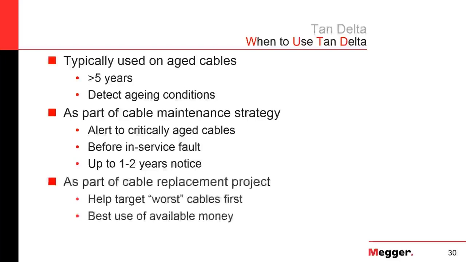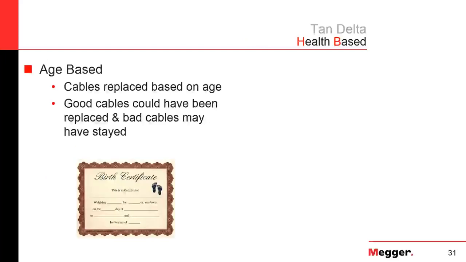The other common use I see for tan delta is as part of a cable replacement project. I have $10 million worth of cable out there, but I only have $1 million to work with to replace it. How do I best use my money? We can use tan delta to target the worst cables in the system and replace those first, thereby increasing the reliability the most for the least amount of money.